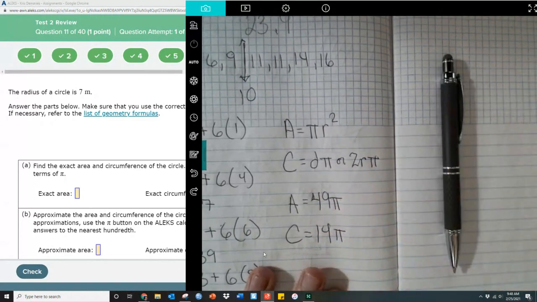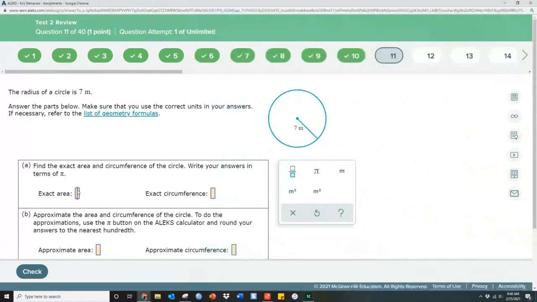And that's what we're going to put in there, right? So exact area is 49 pi, with meters squared, because that's area. And then we have the exact circumference, as we said before, is 14 pi, and this time just meters. All right. Now we use a calculator to generate the value of that.